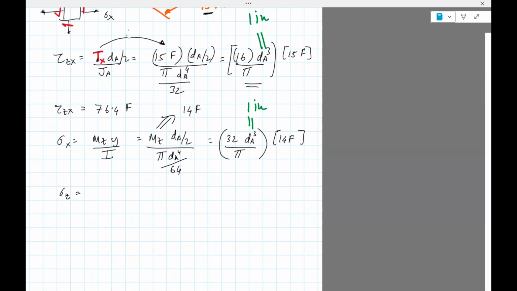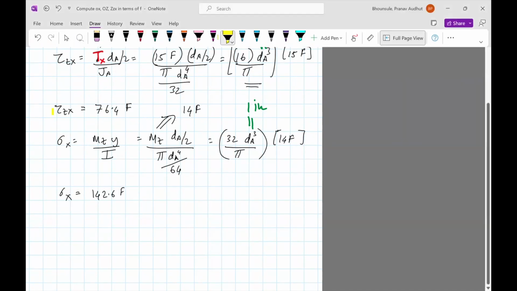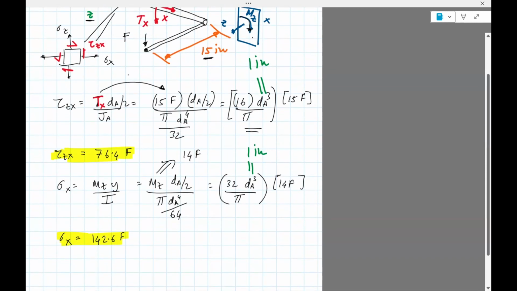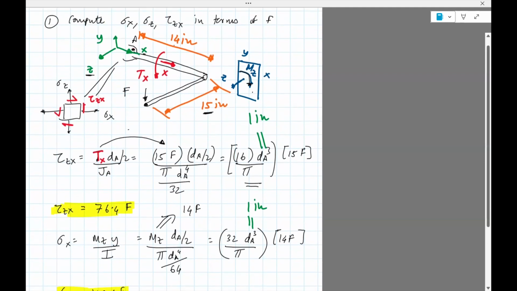Sorry, sigma x, my bad. Sigma x is 142.6 F. So this is what I need, and this is the other thing I need. Okay, is there going to be a sigma z or not? Sigma z is this way. Is there any stress due to F which will cause a sigma z?